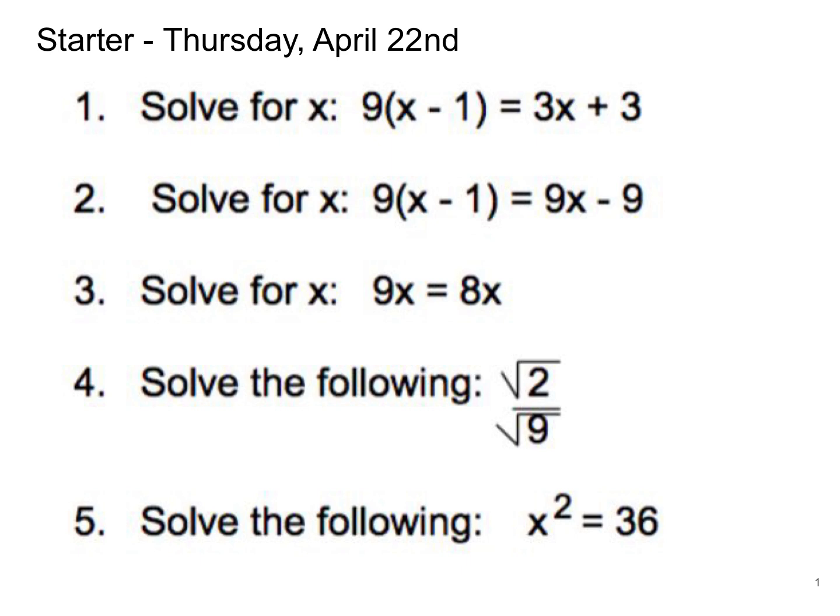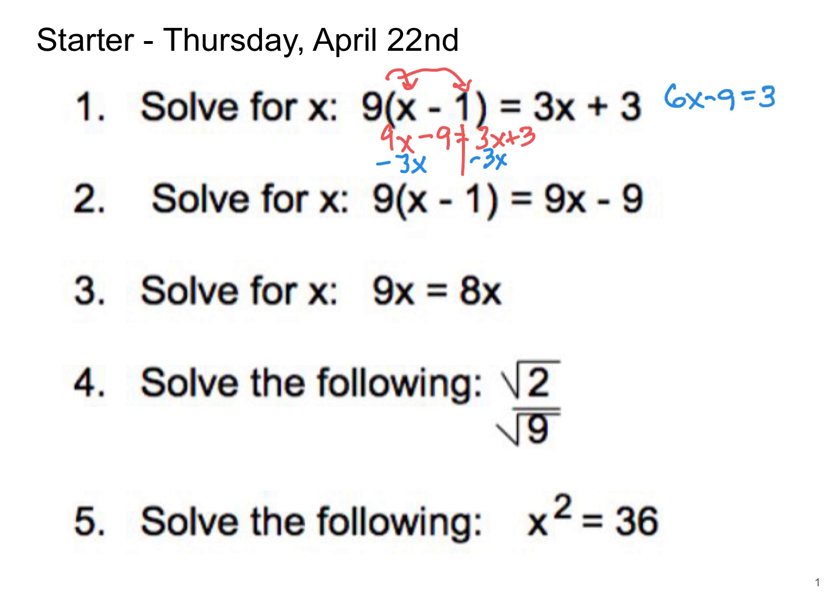All right, let's go ahead and go through these. So number one, we're going to multiply in our 9, do the distributive property. So 9 times x is 9x, minus 9 times 1 is 9, and then 3x plus 3. I like to always put my variables on the left-hand side. So I'm going to subtract off 3x.